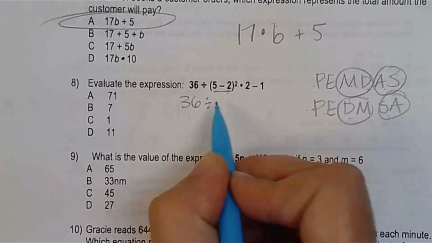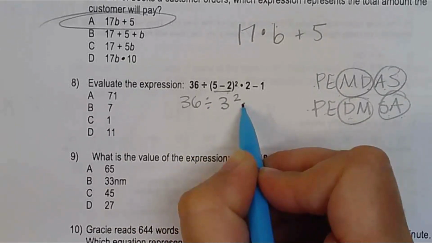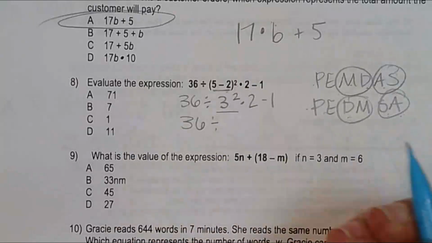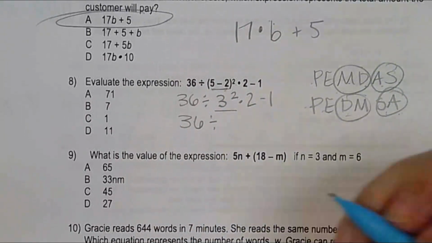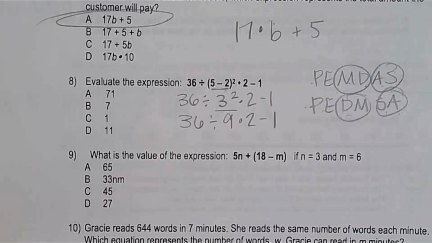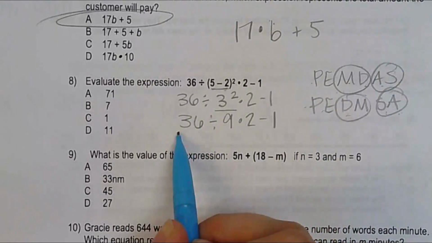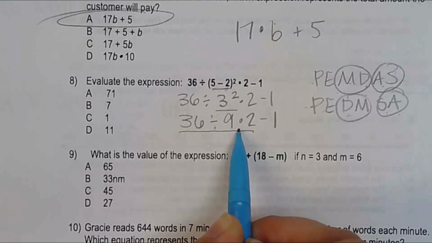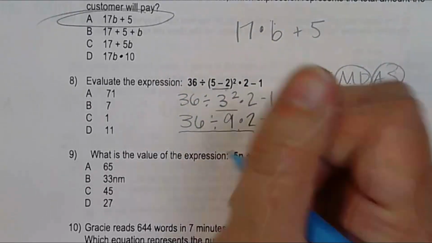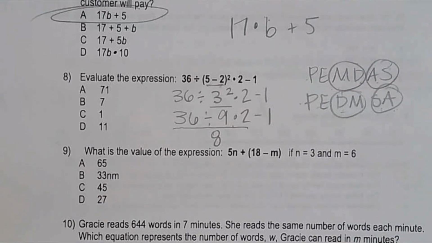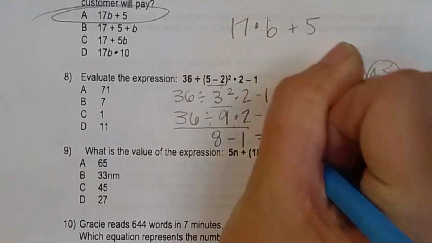36 divided by 3. Now it's to the second power times 2 minus 1. Then I do my exponent, and a lot of you got it wrong here because you said 3 times 3 is 6. It's 3 times 3. It's 9. That's a very simple mistake that a lot of people do. Then we do division, then multiply because it's in the same family. A lot of people went 9 times 2 first. You have to do it in the order you read it, from left to right. 36 divided by 9 times 2. We get 8 minus 1 is 7. And that's big.